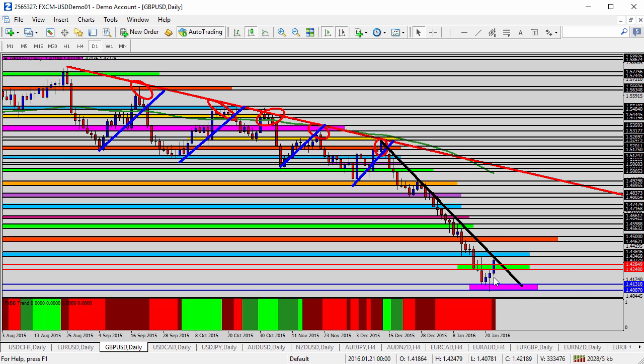Again, is this a real trend change or is it just a little bit of a correction or pullback before returning in the direction of the downtrend? We don't know that yet, and there's no real signs or evidence of that currently on the chart. So we'll definitely keep an eye on that currency pair.